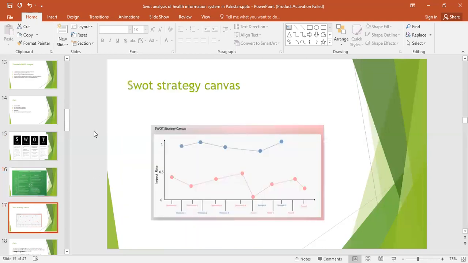Now there is a graph in which we show these 4 parameters, and this graph is named the SWOT strategy canvas. On the x-axis, strengths, opportunities, weaknesses, and threats are mentioned, and on the y-axis there is the impact rate, which is 0, 0.5, and 1. 0 is low impact rate, 0.5 is medium impact, and 1 is the higher impact.